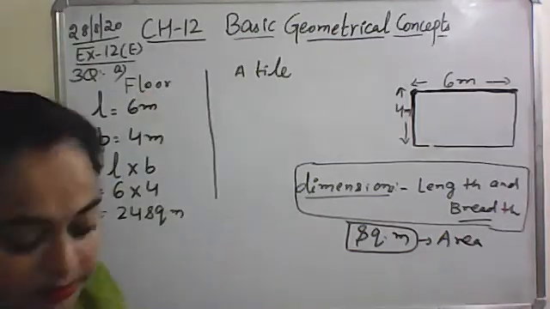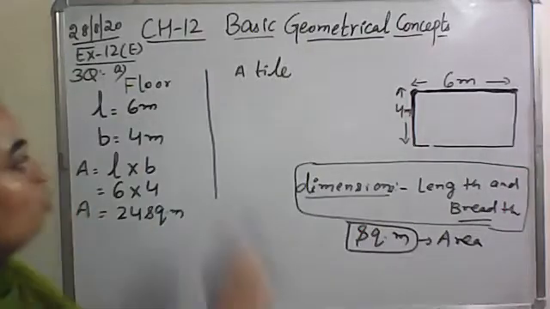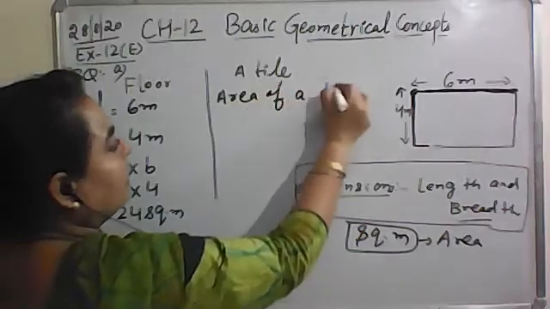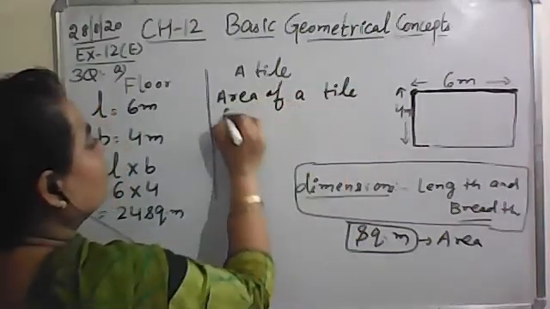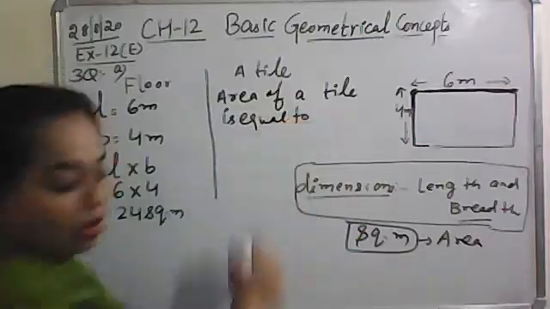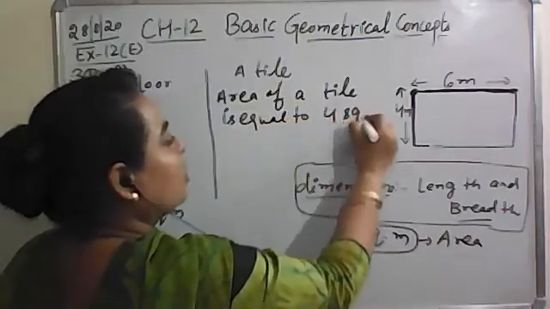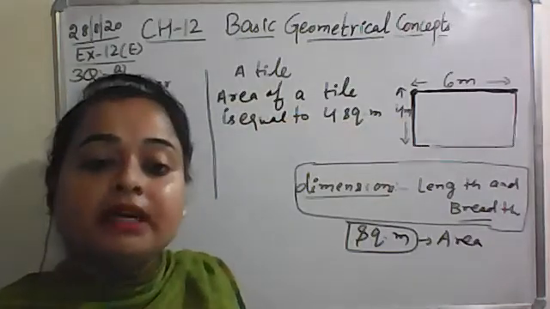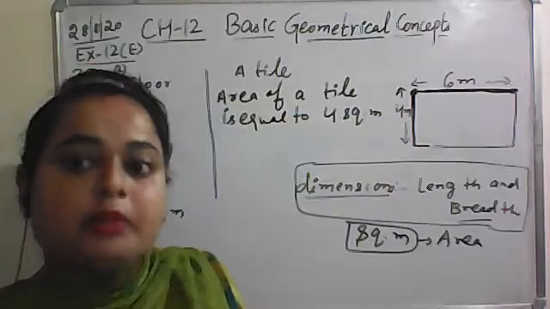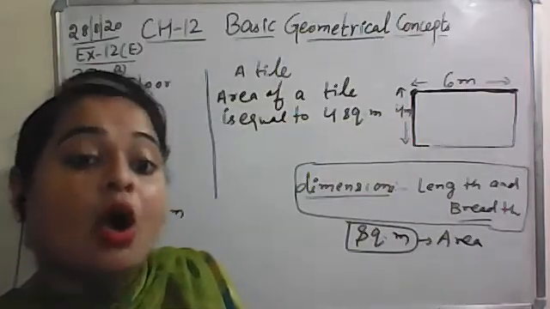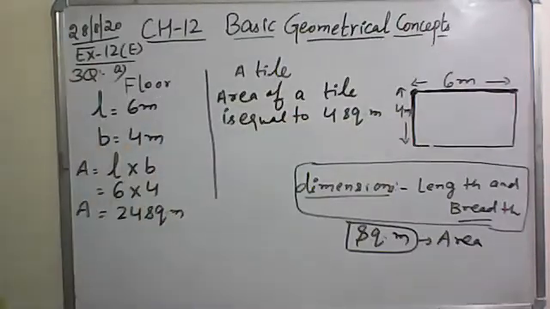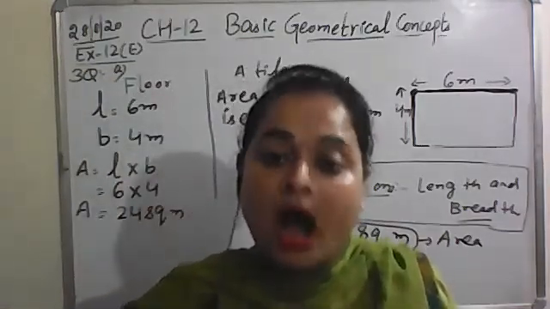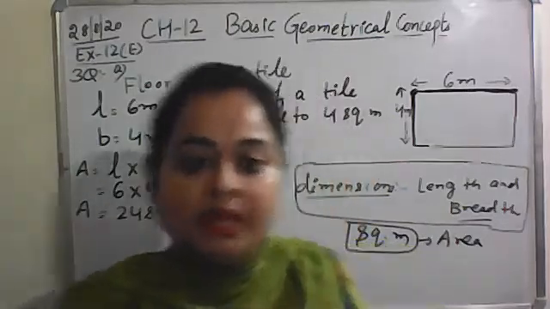Now come to the tile. The area of a tile is given to you. Area of a tile is equal to 4 square meter, because this is given in the question. Check the second line: the square marble tile is of 4 square meter. It means 4 square meter is the area of the tile. Now, the question is, how many tiles will be needed?